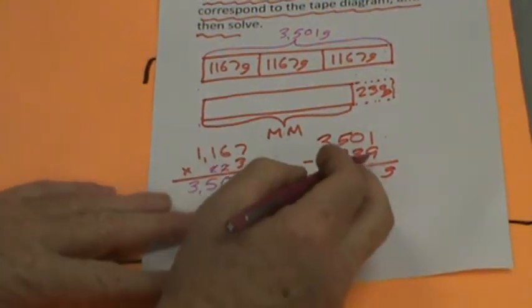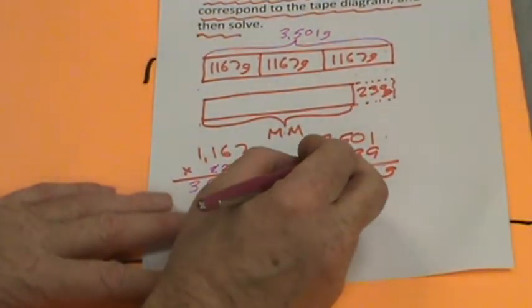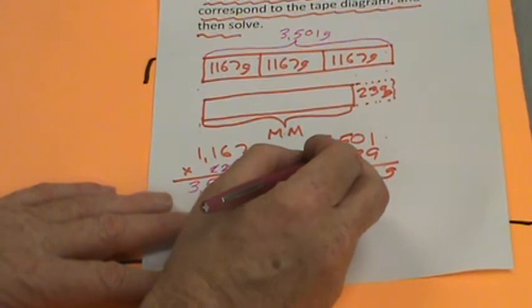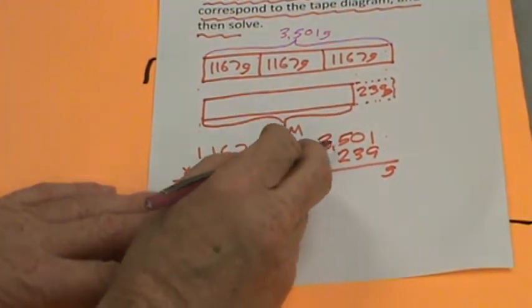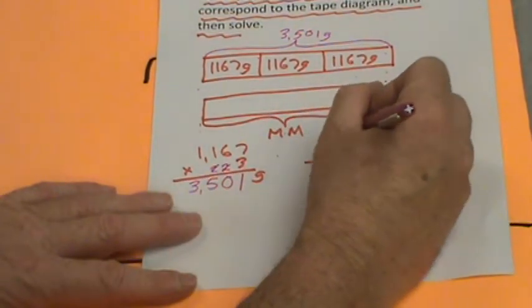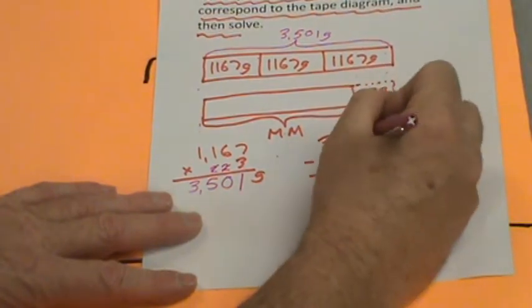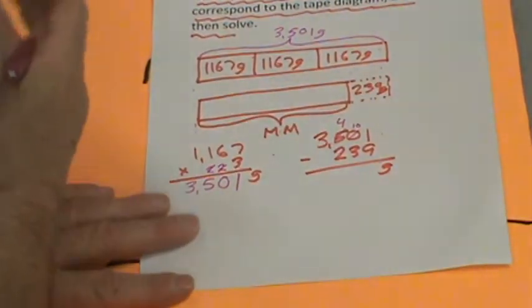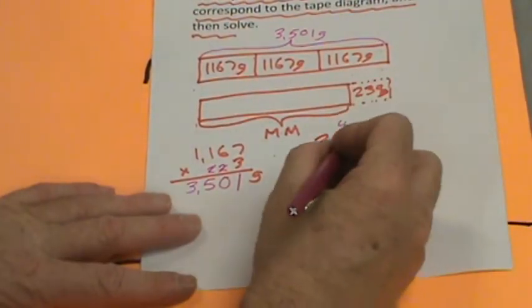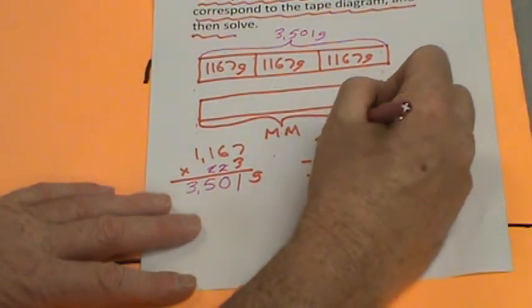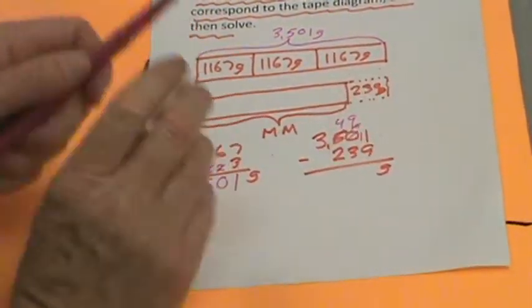So I can't take 9 ones away from 1 one. I can't take 3 tens away from 0 tens. So I'm going to go to my 500s right here. That's going to become a 4. My tens will become 10 tens or 100. Then I need to work over here and regroup this. This is going to become 90 and this will be 11. 11 minus 9. Well, 9, 10, 11 is 2.